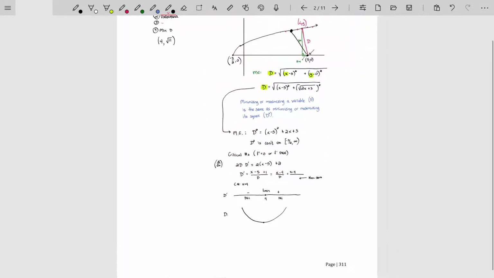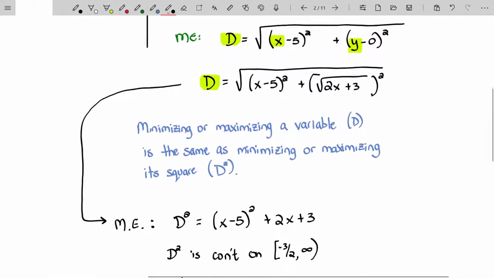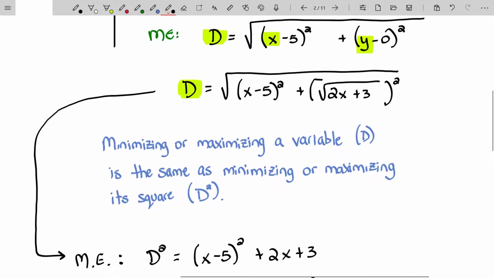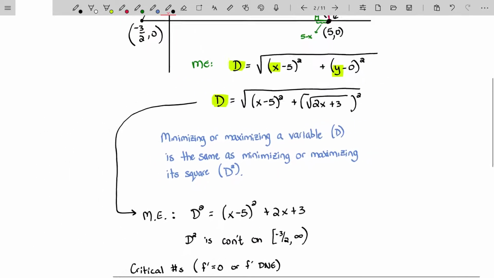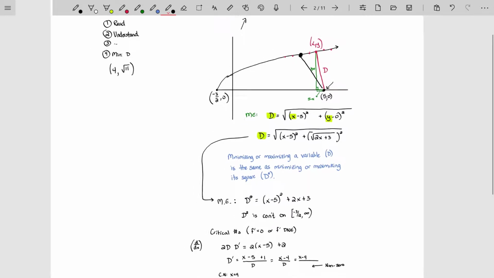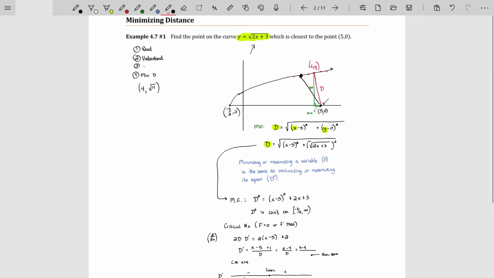All right. Also, a big piece of information that we use there is in blue. Minimizing or maximizing a variable is the same as minimizing or maximizing its square. That gets used sometimes. Often it doesn't, but with distance problems, it gets used.